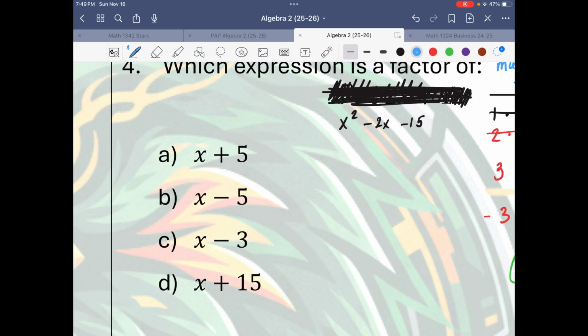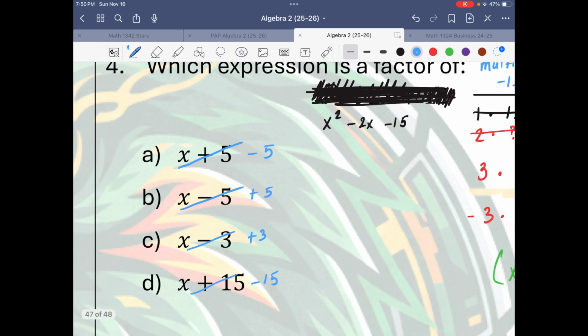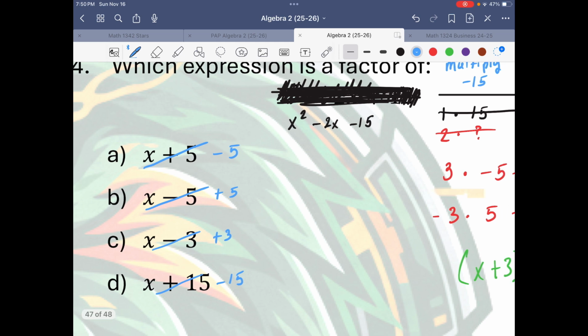Okay? You're going to change this to a negative 5. Change this to a positive 5. Change this to a positive 3. And change this to a negative 15. And then now you have options. You plug them in. Let me show you why A is not the right answer, okay? If you put negative 5 in right here, anywhere you see X, I'm going to plug in a negative 5. That would be negative 5 squared minus 2 times the negative 5 minus 15.